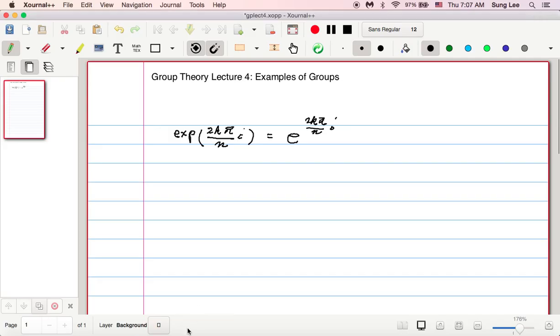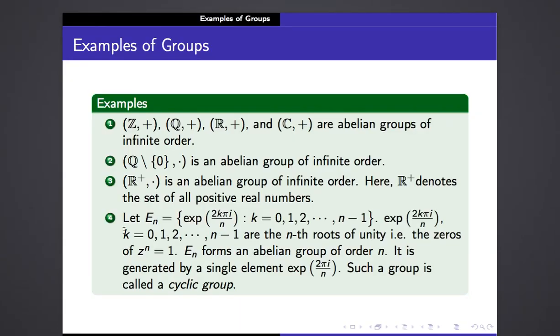Okay, now we are going back to my lecture slide, okay? So E sub n is a set of those elements, e to the 2k pi over n i, and here k runs from 0, 1, 2, all the way to n minus 1. So E sub n has how many elements? There are n elements, right? Okay, so what are they? E sub n is the set of these n elements.